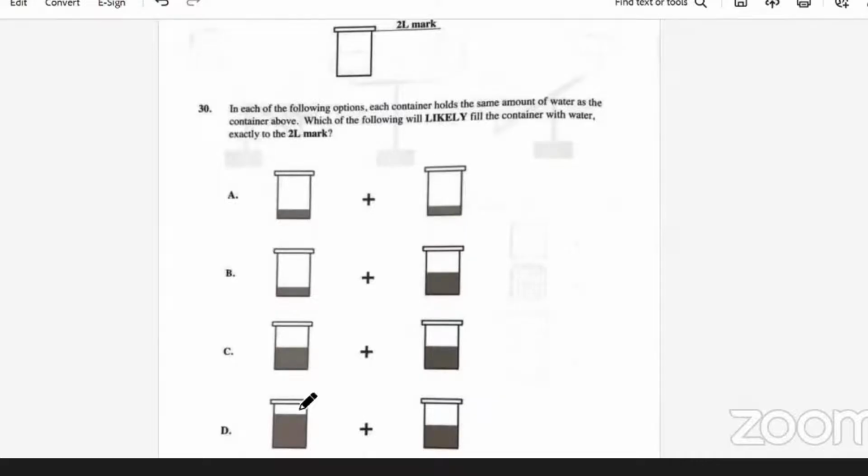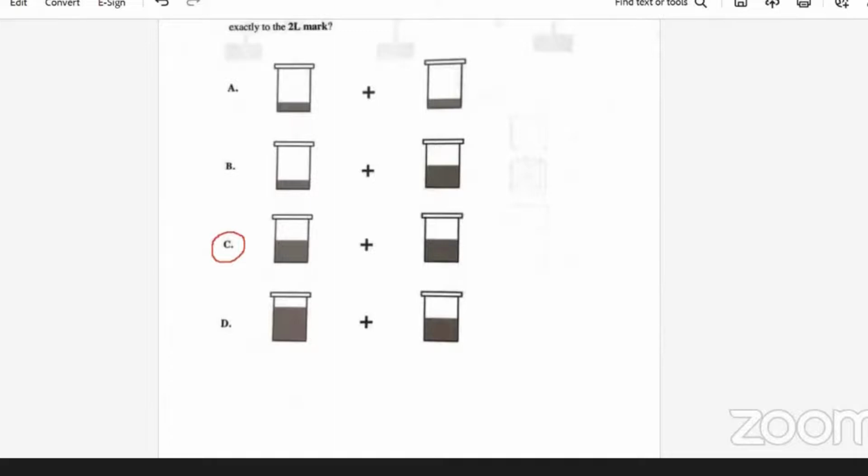All right, so let's look at the options. Option A pretty much seems to be a quarter. So a quarter and a quarter will just take me to half of the container. A half and a quarter is going to give me 3/4. That's not going to fill the container. Half and half gives me a full amount. And for D, 3/4 and half would give me more. We want it to be exactly to the 2-liter mark. So the answer would have been C. The 2 half containers, you combine them, they give you the full container, full 2 liters.